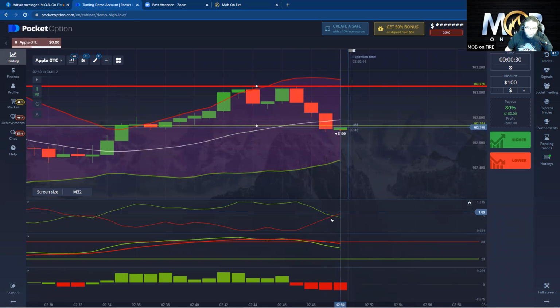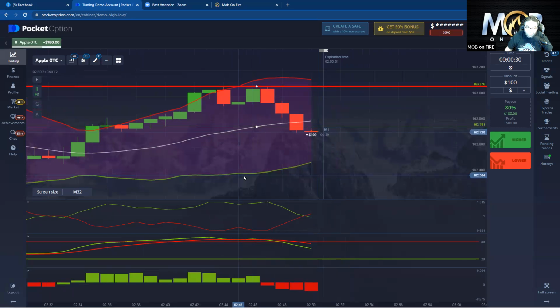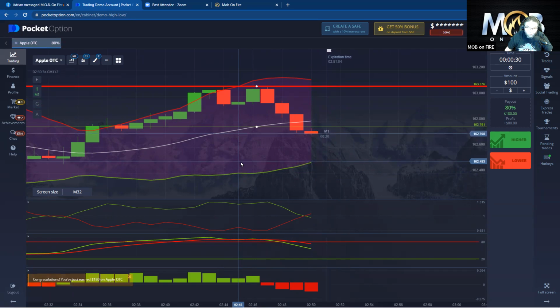You see the grid line is now on top. It is definitely a selling market now. Okay. Come on. There you go. Push one more. One more. Come on. There you go. Now you're behaving. All right. And we won that trade too.